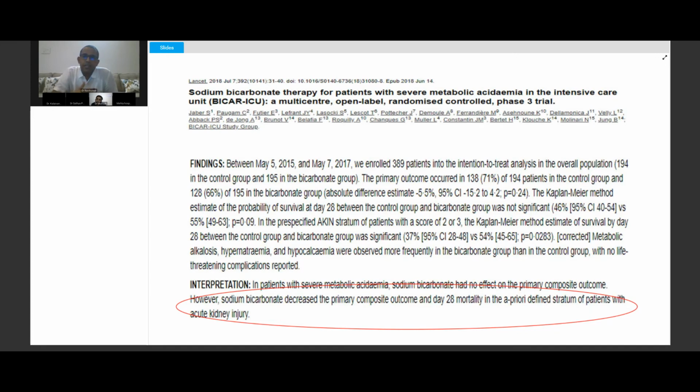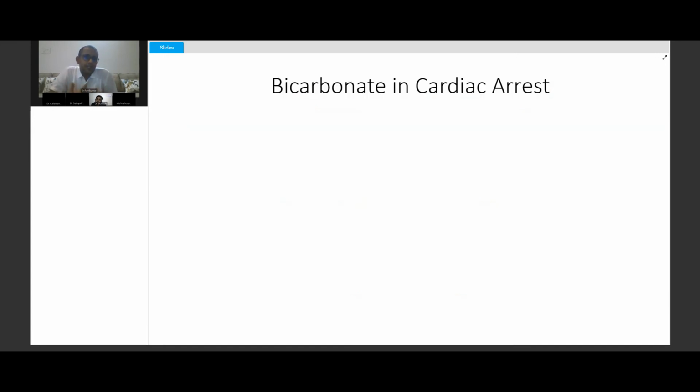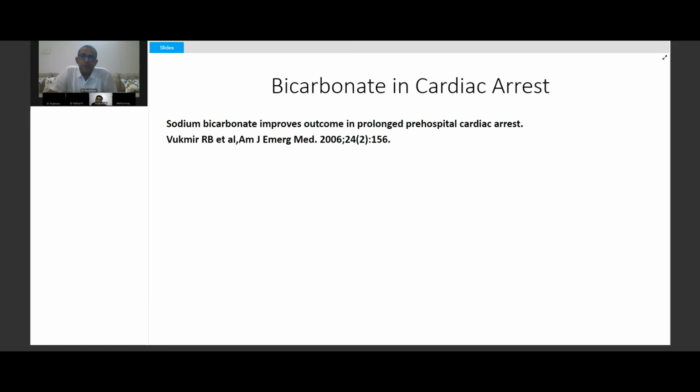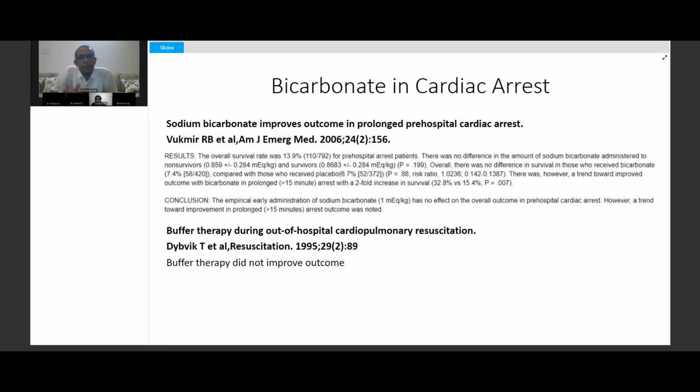Bicarbonate and cardiac arrest: many of us believe in giving anything. Again, studies have not proven any outcome benefits by giving bicarbonate, and so there is no recommendation for using bicarbonate in the cardiac arrest scenario. It has some role when you give it after a prolonged pre-hospital arrest, because as I said, severe acidosis and catecholamine unresponsiveness can be slightly improved when you are having a prolonged cardiac arrest.